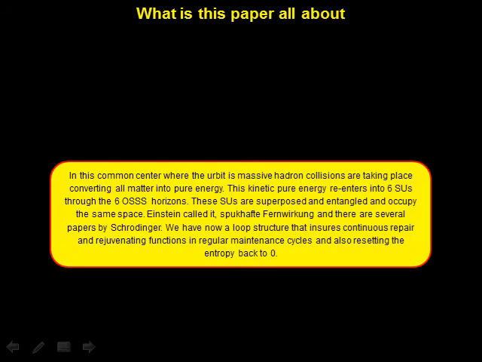In this common center where the orbit is, massive hadron collisions are taking place, converting all matter into pure energy. This kinetic pure energy re-enters into 6 sub-universes through the 6 outer spherical singularity shell horizons. These sub-universes are superposed and entangled and occupy the same space. Einstein called it spukhafte Fernwirkung, and there are several papers by Schrödinger. We have now a loop structure that ensures continuous repair and rejuvenating functions in regular maintenance cycles and also resetting the entropy to zero.